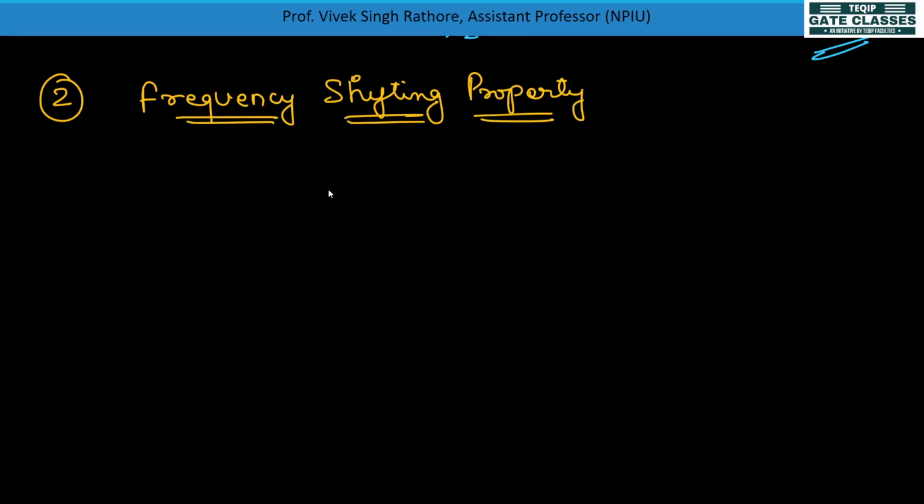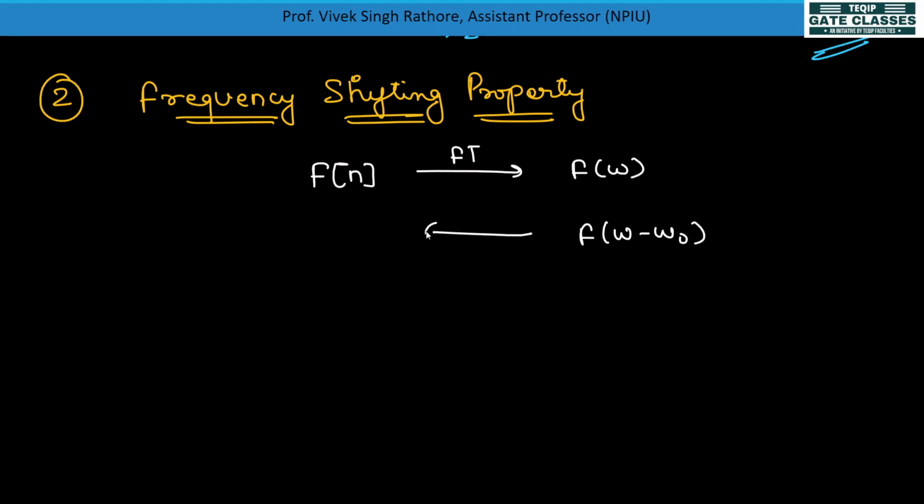So see, the frequency shifting property. As you know, if you take the Fourier transform of f of n, you will get f of omega. If you have shifted in the frequency domain, let's suppose f of omega minus omega naught, and you are taking the IDTFT, so what will you get?